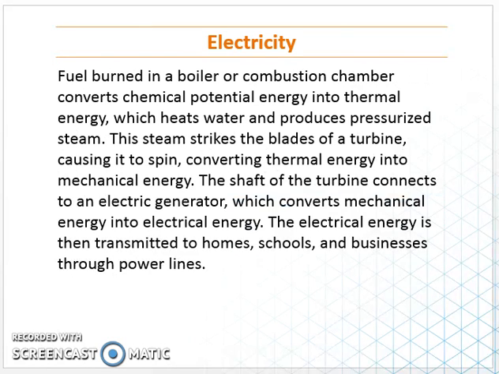Fuel burned in a boiler or combustion chamber converts chemical potential energy into thermal energy, which heats water and produces pressurized steam. This steam strikes the blades of a turbine, causing it to spin, converting thermal energy into mechanical energy. The shaft of the turbine connects to an electrical generator, which converts mechanical energy into electrical energy. The electrical energy is then transmitted to homes, schools, and businesses through power lines.